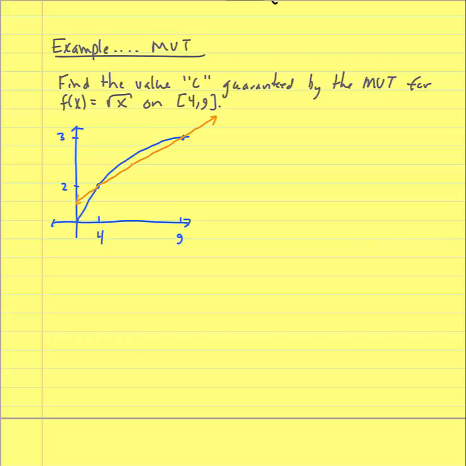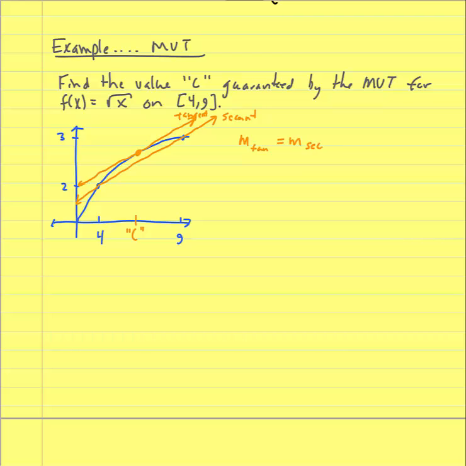I'm going to keep moving this line up and up and up, staying parallel to it until I find the line that is tangent to the curve and parallel to the secant line. So this is the value of C that I'm looking for. So this is the secant line and this is the tangent line. So I want to figure out where the slope of the tangent equals the slope of the secant.